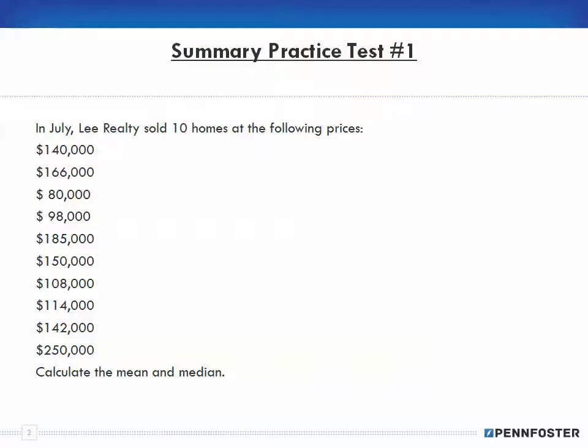Okay, summary practice test 1. Get my pen, and it says, in July, Lee Realty sold 10 homes at the following prices. It says calculate the mean and the median. Okay, so remember, the mean is nothing more than the average, right? Mean is equal to the average, and the average is nothing more than adding up all of these numbers, right?